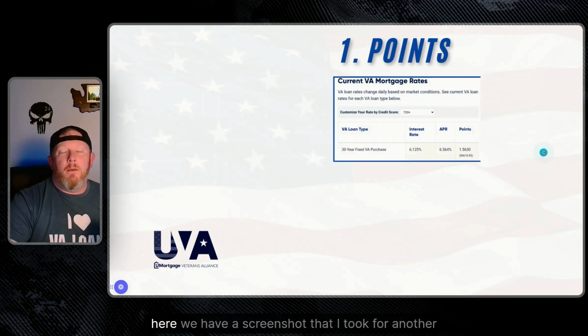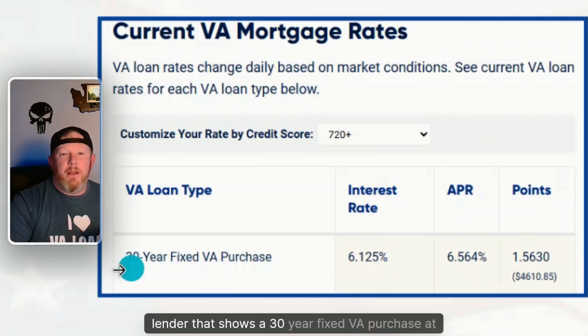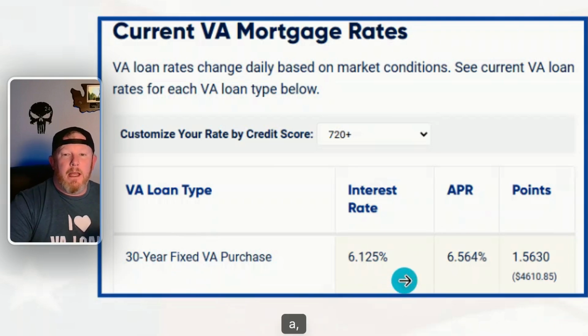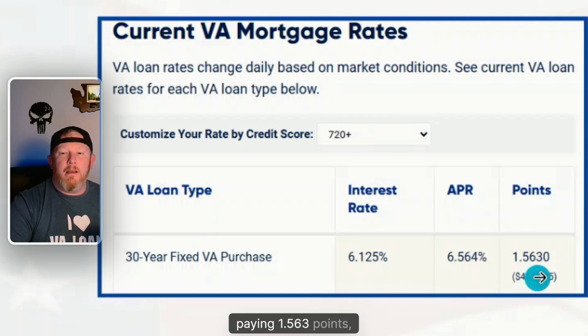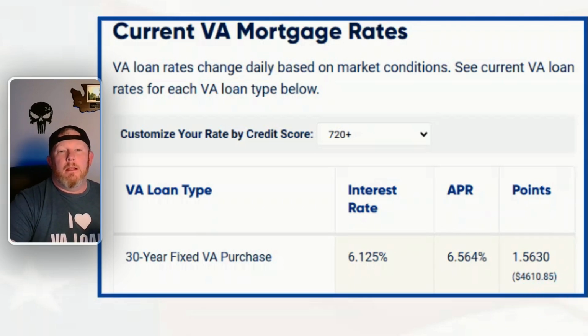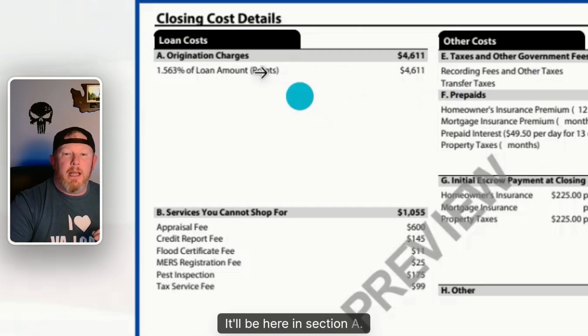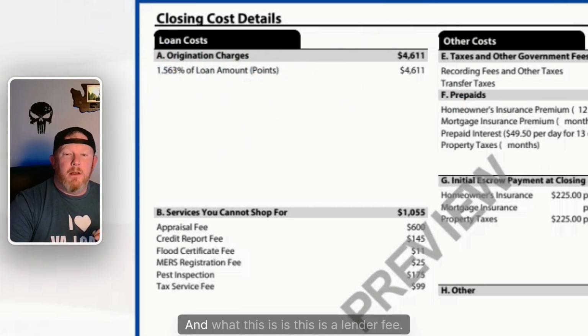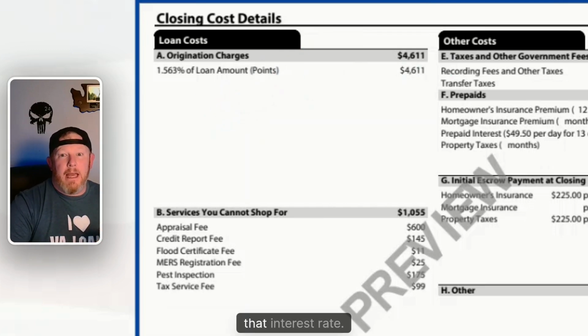Here we have a screenshot that I took for another lender that shows a 30-year fixed VA purchase at a rate of 6.125%, paying 1.563 points, which equals a cost of $4,610. Where you can find this is on your loan estimate or your closing disclosure. It'll be here in section A. The amounts match. This is a lender fee. This is how much you're paying in order to get that interest rate.